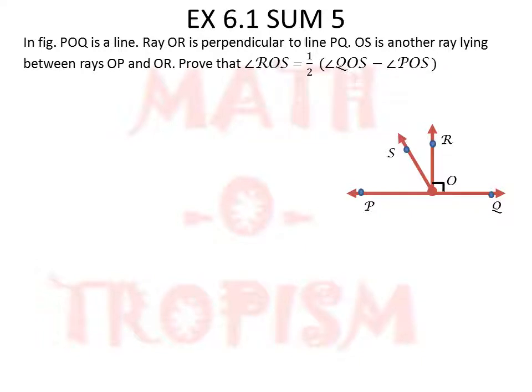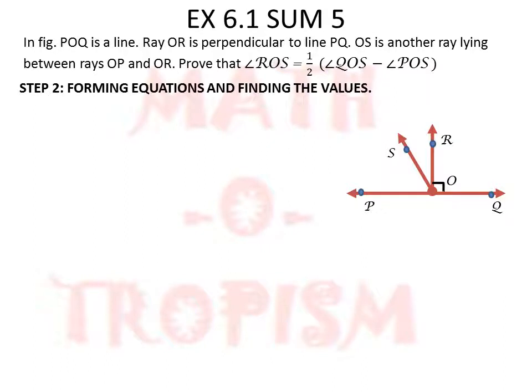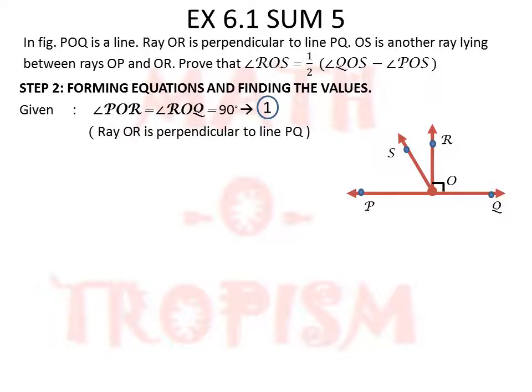So now, whatever we have understood and identified, we are going to form equations and start finding the values. The first one is: since OR is perpendicular to line PQ, angle ROQ and angle ROP are both 90 degrees. Let us keep this as the first equation.